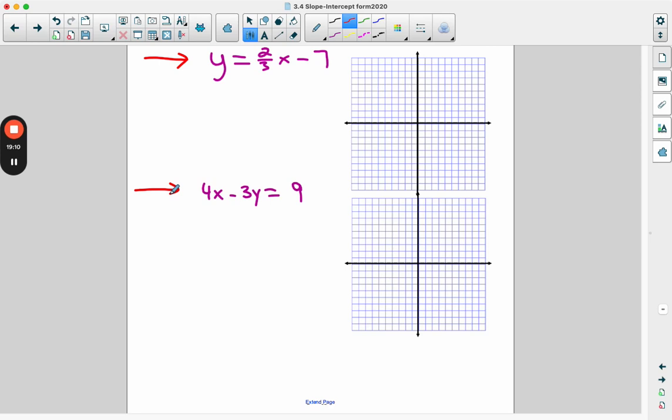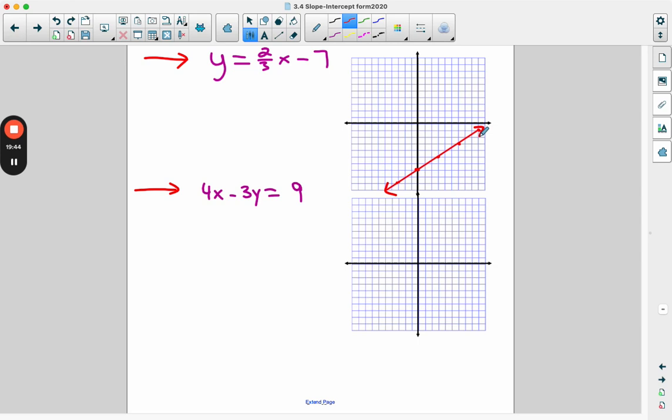All right, so for this first one, we have a y-intercept of negative 7. So we're going to start there. We have a slope of positive 2/3. So that's going to be up 2, right 3, up 2, right 3, up 2, right 3. Or again, down 2, left 3 would work also. And then we draw the line that goes through there. Hopefully you didn't have much trouble with that one.